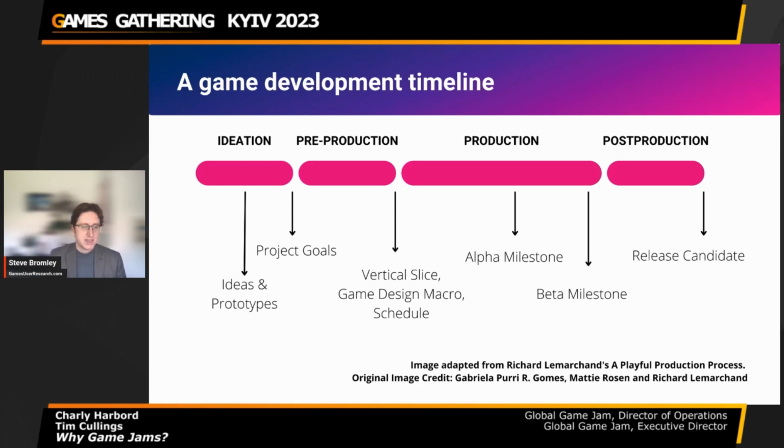But this process, as described by Richard Lemarchand in his book, A Playful Production Process, gives the vague shape of what teams are doing. They go through some ideation at the beginning to work out what they could be building and explore some different ideas. There's pre-production, where you'll build a vertical slice, something that represents here is the core idea of our game, and check that core game loop lands. There's production, where the vast majority of the actual content of the game is built, cranking out levels, models, art, all the things that actually go into the final game. And then there's a post-production phase where we're polishing and preparing the game for release.